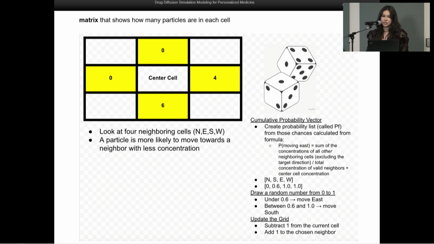And then we roll a virtual die, pick a random number from 0 to 1, and the particle moves in the direction whose range the number falls into. In other words, the particle follows the path determined by the probabilities in that cumulative list. So once a direction is chosen, the particle leaves its current cell and enters the neighboring one. And this happens across the entire grid at once in parallel, which creates a smooth, realistic diffusion pattern over time.